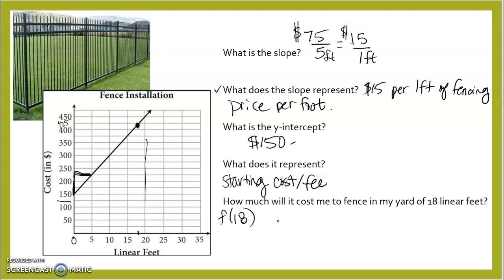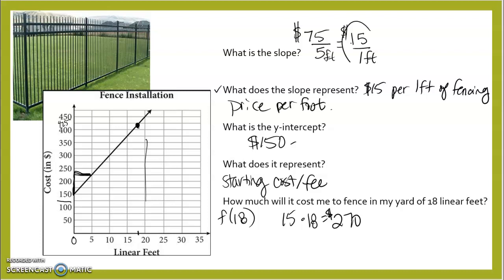We found the per foot cost, right? It was $15. So if you did 15 times 18, that would give you the cost of 18 feet, and you get $270. If you look, we estimated it would be around the 420 mark. And that's not 420. So what are we missing?